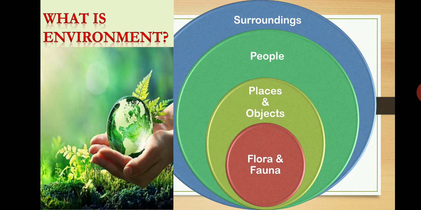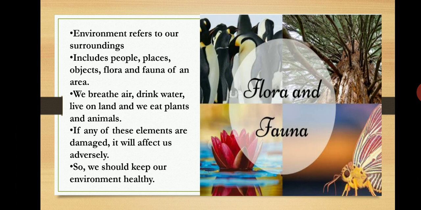I've already taught you this, but I'll just revise. Flora refers to all the plant life that we are surrounded by, all the trees, all the plants, the shrubs, everything that is included around us are the flora. And what is fauna? Fauna is all the animal and the insect life that we have around us. Okay, so one last time, what does environment refer to? Environment refers to our surroundings. It includes people, places, objects, flora, and fauna of an area.